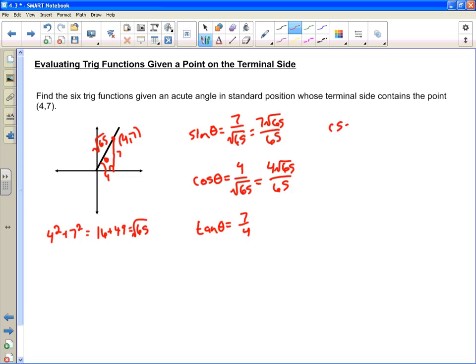Then I write the ones flipped. Cosecant: I'm going to flip the fraction before I rationalize it, which is why I wrote down what it was unrationalized, because flipping this is a lot easier than flipping the rationalized one and having to re-rationalize. So square root of 65 over 7. Secant is square root of 65 over 4. And cotangent is 4 over 7. So that's all of my trig functions. I just had to draw a triangle based on the fact that that point was 4, 7.